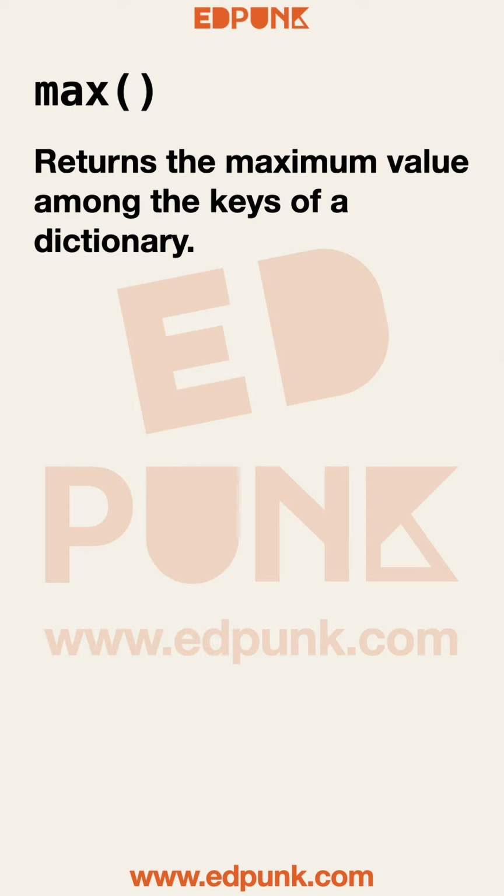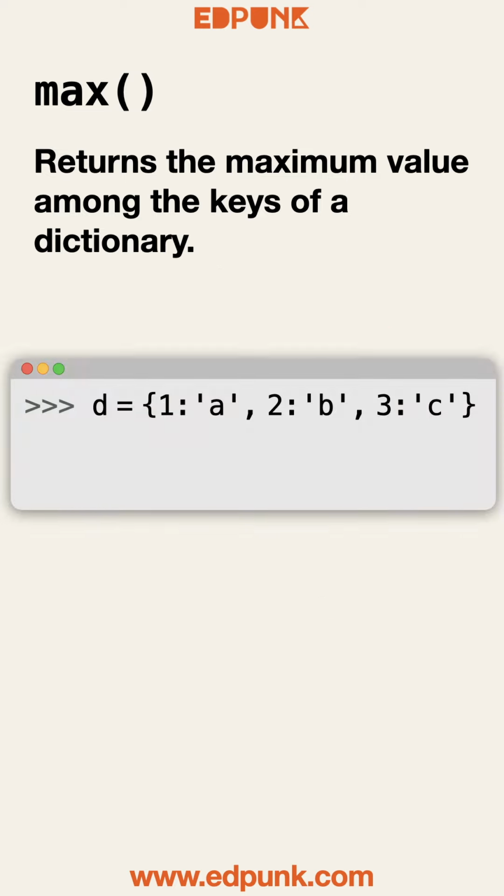Moving on to the last function, the max function returns the maximum value among the keys in a dictionary. For example, let us assign a dictionary D containing key-value pairs 1 is to string A, 2 is to string B and 3 is to string C. To evaluate the maximum value among the keys 1, 2 and 3, let us execute max of D. The result returned is 3, which is the maximum value.